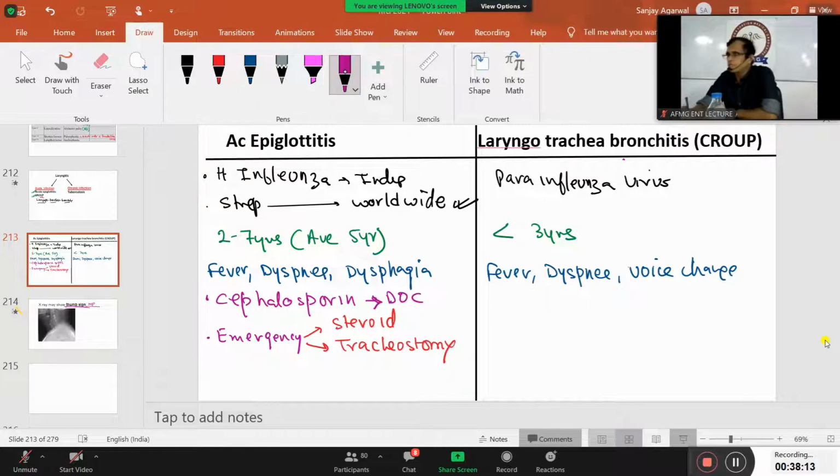Steroid is the first thing in emergency that we do. And we can also do immunization or vaccination, because vaccines against influenza are available. So vaccination is also possible to avoid or prevent the diseases.